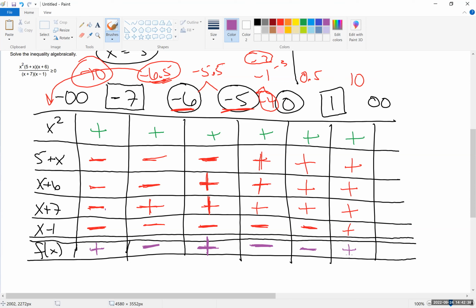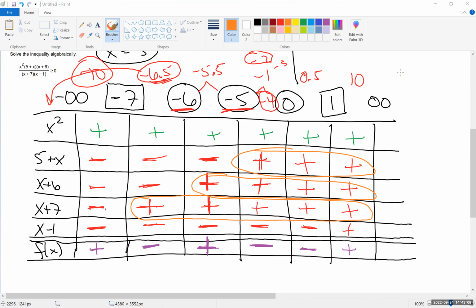Now, you will notice something that happens on all of your sign charts. Once it starts being positive, it'll always be positive as long as you've factored this. Same thing here. Once it starts positive, it ends positive. So there's a lot of ways to make this go a whole lot faster. It's okay to do it slow though, too. You're going to have plenty of time on the test.